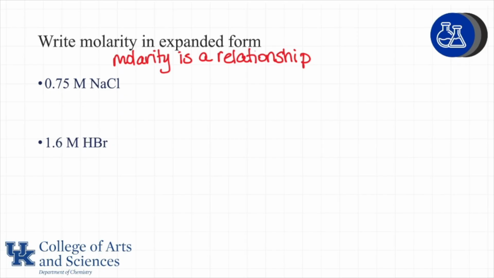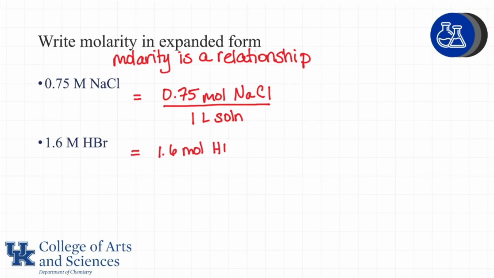For 0.75 molar NaCl, we have 0.75 moles of NaCl, that's our solute, over 1 liter of solution. For the HBr, we'd have 1.6 moles of HBr over 1 liter of solution. Now we can more clearly see the relationship between moles and liters in both of these, and that will make our problem solving a little bit easier.